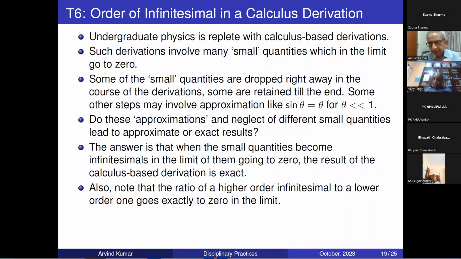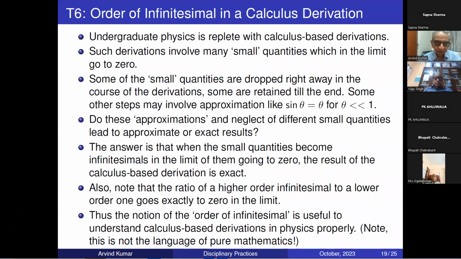Also, a very important point often missed out is that the ratio of the higher order infinitesimal to a lower order infinitesimal goes exactly to zero. That's why we don't even consider it at the beginning of the calculation. I'll give you an example of this. Thus, the notion of order of infinitesimal is a very useful practice for physicists.